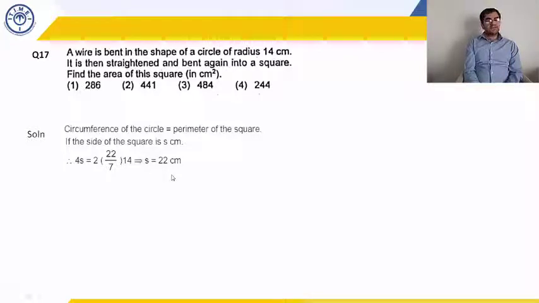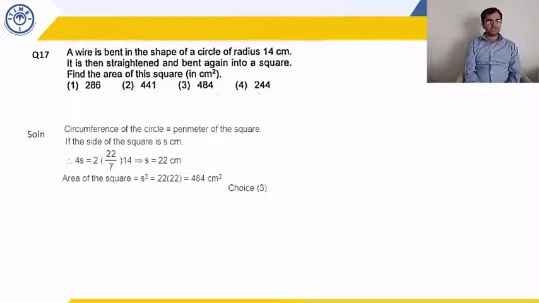Now you have a square of side 22 centimeters. What is its area? Area of a square is side square. That is 22 into 22. So your answer is 484 centimeters square.